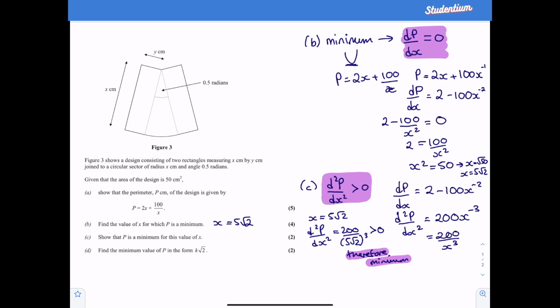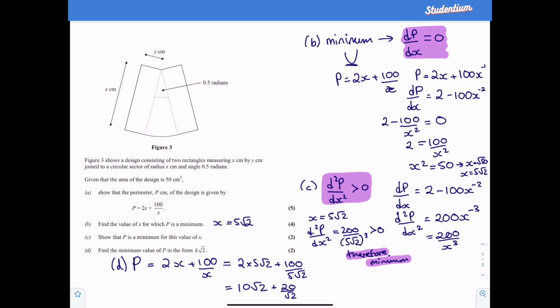Okay, so for part D then, find the minimum value of P in the form k root 2. So in this case here, they actually want us to get the minimum value of P. So that means we need to find out what P is. And to do that, we want to go back to that original equation, which is that P equals 2x plus 100 over x. And we want to substitute in our value for x. So that's 2 times 5 root 2 plus 100 over 5 root 2. So simplifying this, I get 10 root 2 plus, and then 100 over 5 gives me 20. So I've got 20 over root 2.